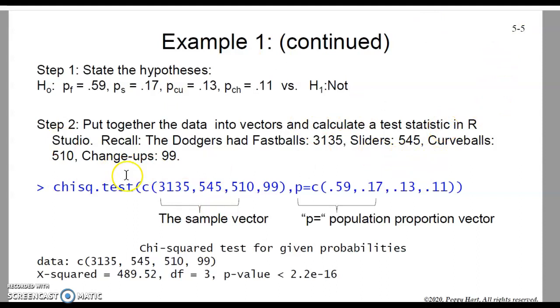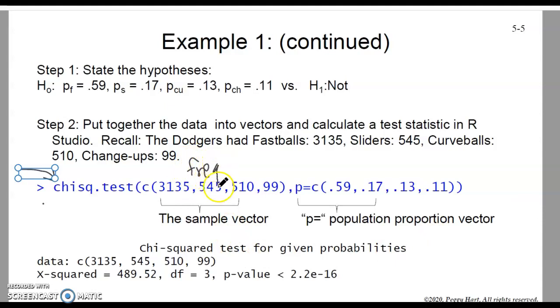This is literally what you're going to do in RStudio when you type things, right? So you're going to have chi-sq dot test, which is the test, just like t dot test, parentheses. Now, remember these C's are ways to express vectors, okay? And so what we have is a sample vector, and what I want you to notice is the sample vector is not written as proportions or percentages. It's written as frequencies.